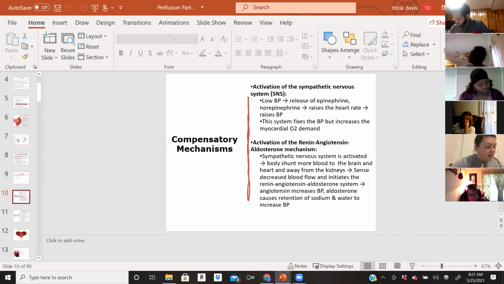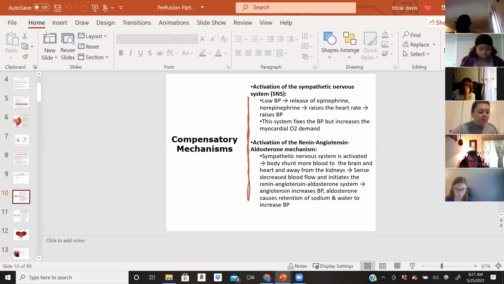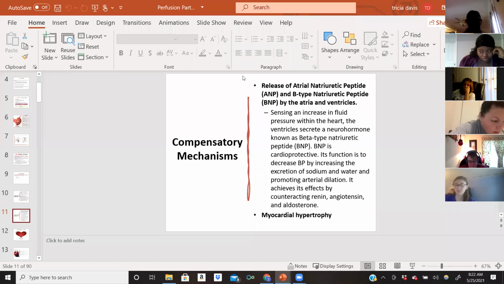So then angiotensin is going to be released. It's going to increase that blood pressure. Aldosterone is going to kick in. It's going to cause that retention of sodium and water. So, remember back, whenever our body retains sodium, water is going to follow. So the sodium and the water are going to help increase that blood pressure. It's going to increase our volume. So then we're going to see that overall increase in our blood pressure.